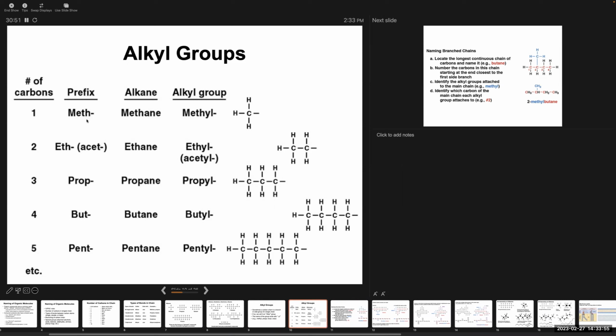Again, it uses the number of carbons. We use the same prefixes. If that molecule was an alkane, we'd call it methane or ethane or propane and so on. But if that molecule is a side chain, a branch off of a larger molecule, then we would call it a methyl group. Notice that this is just CH3, and there's 1 bond that's attaching it to whatever the bigger molecule is. A 2 carbon side branch or side chain would be an ethyl group. A 3 carbon side chain would be a propyl group, butyl, pentyl, hexyl, heptyl, etc.